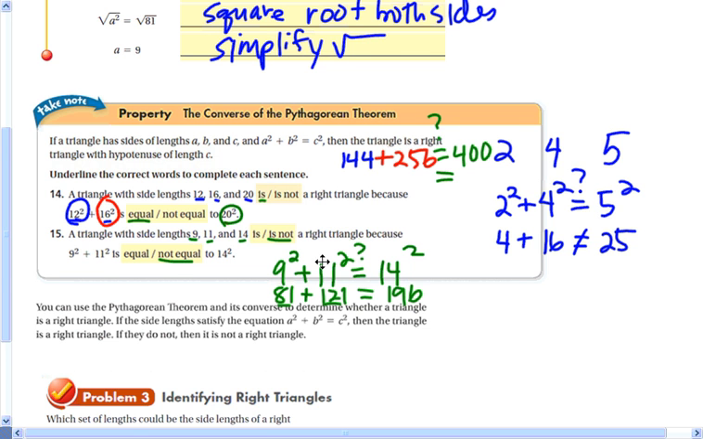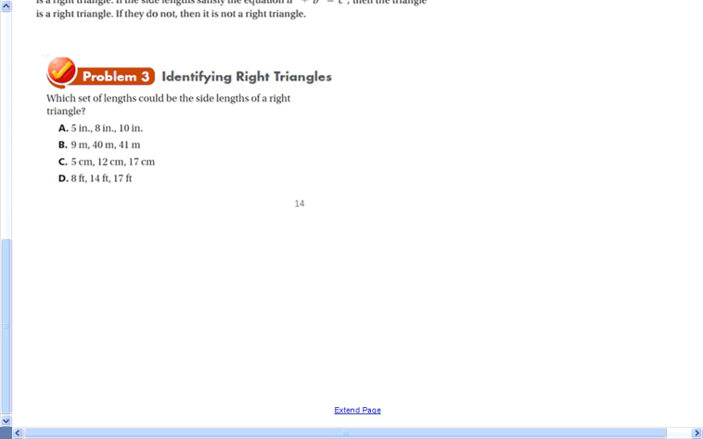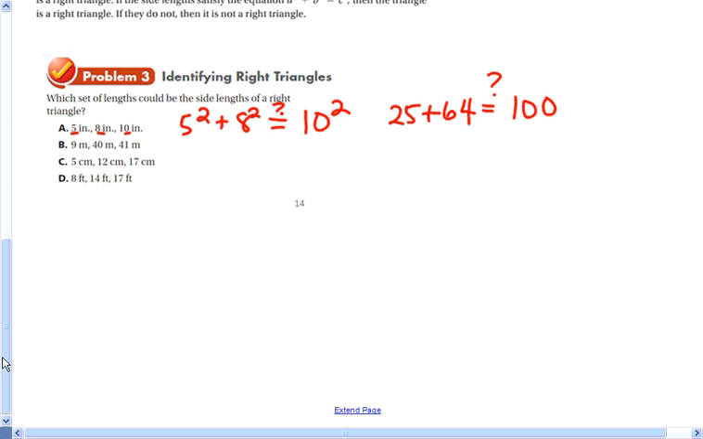All right? So I'm going to let you go ahead and try it here. If I were you, I'd pause, use your calculator, and see if these each make right triangles. If 5 squared plus 8 squared equals 10 squared, then it is. Check it out. True or not? I'm going to say no on that one.